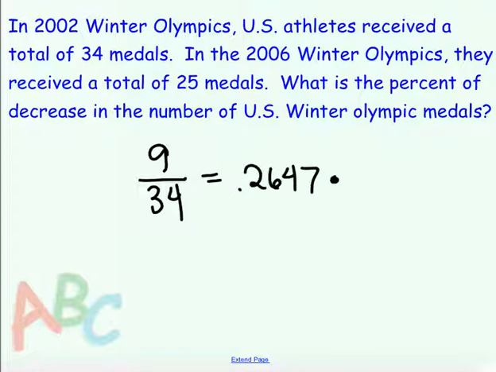which, remember, we're going to multiply by 100 to make it our percentage of 26.47%. And since we're going down in amount, this is a percent decrease.